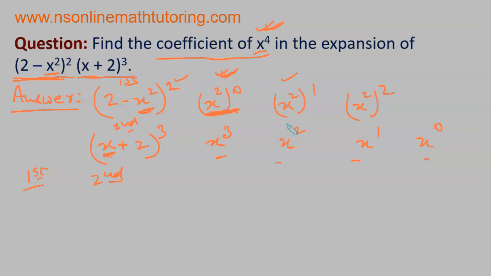Coming to this one, x square raised to the power of 1 is equal to x to the power of 2. So, can this term be multiplied with any of these 4 terms of the second binomial expansion to give us the power of x as 4? Of course, yes, because this is x to the power of 2 and this is x to the power of 2. So, the product term will be having the power of x as 4.